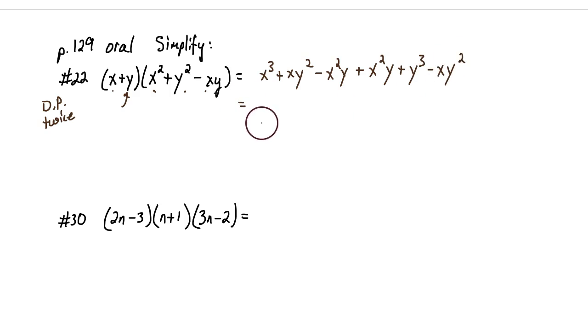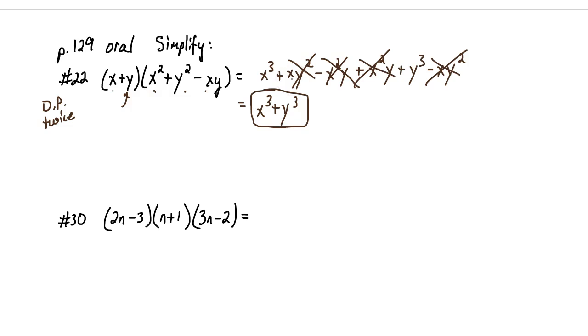Let's see if there's any like terms. We have a positive xy squared and later a negative xy squared. Those will cancel each other away. We have a negative x squared y and later a positive x squared y. Those will cancel each other away. It looks like we're left with x cubed plus y cubed.